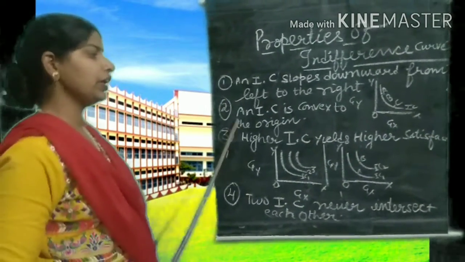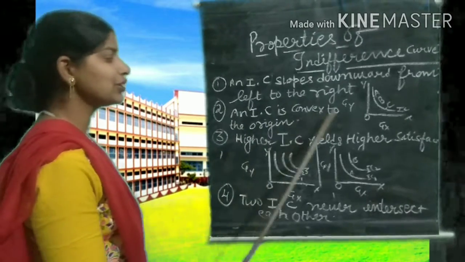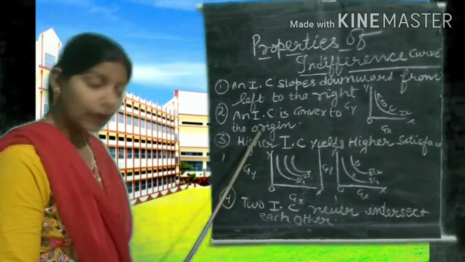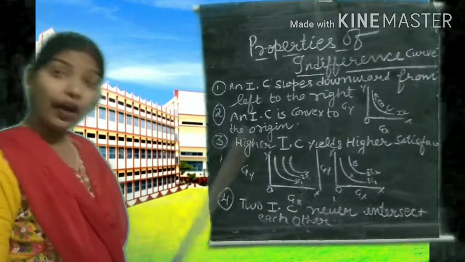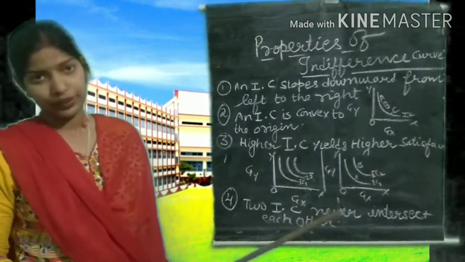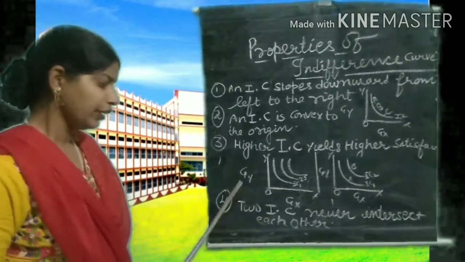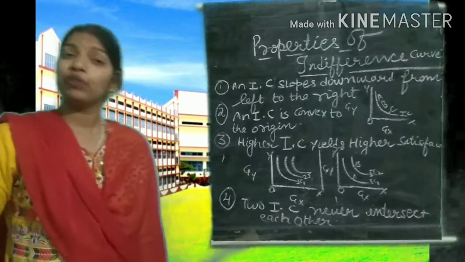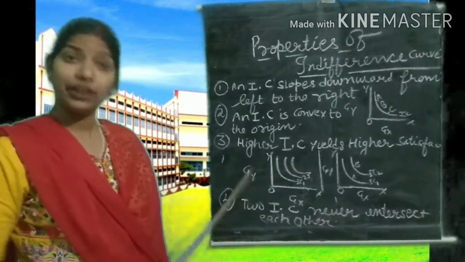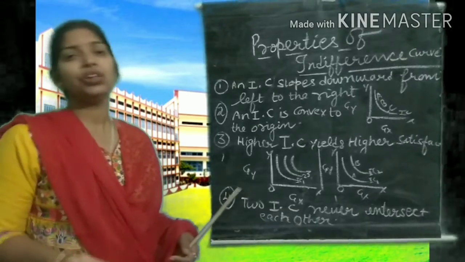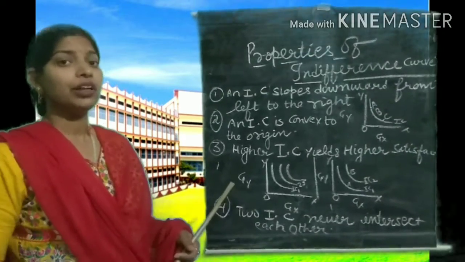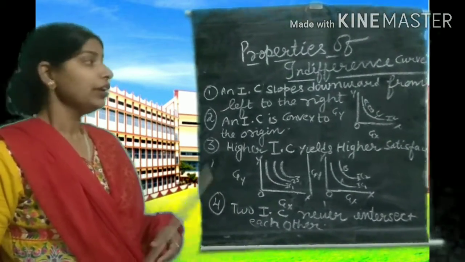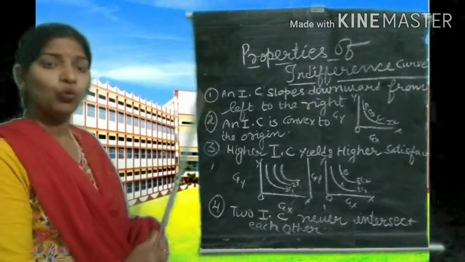The second property, an indifference curve is convex to the origin. Then the third property, higher indifference curve yields higher satisfaction. Then fourth, two indifference curves never intersect each other. They may be parallel to each other but never intersect each other. Now we shall start the detail one by one.